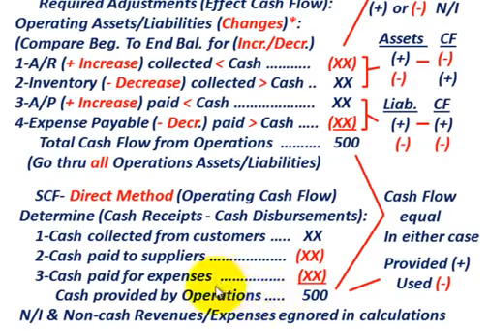Now, again, when you're using the direct method here, the net income and any non-cash revenues and expenses really are ignored in the calculations here. You're just looking at your cash receipts versus your cash disbursements. But what you want to do is determine if the cash is being provided or if it's being used here. So provided means you have an increase in your cash here, and used would mean you'd have a reduction in your cash.